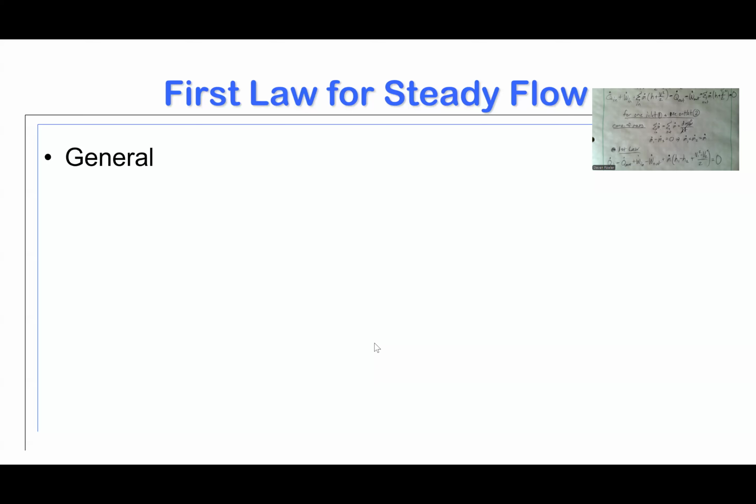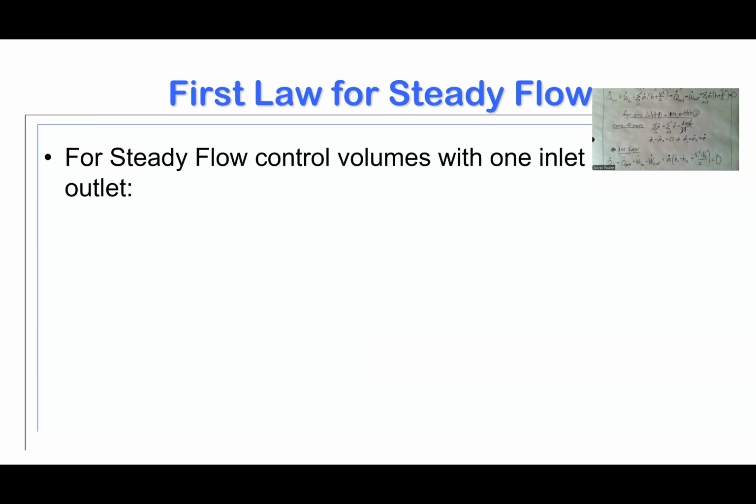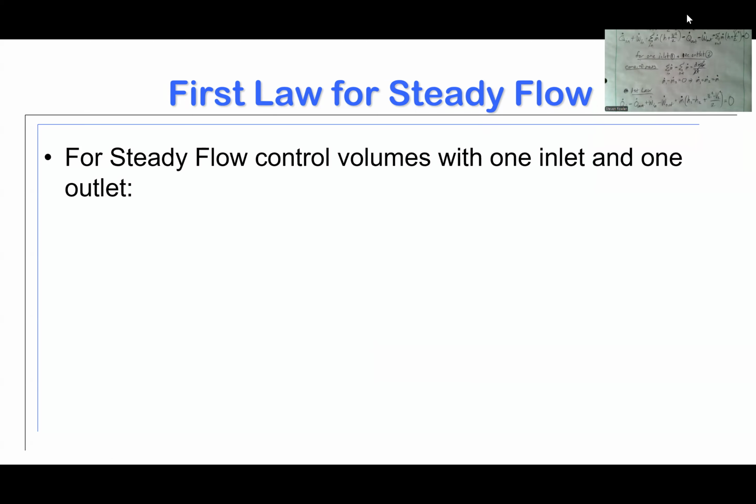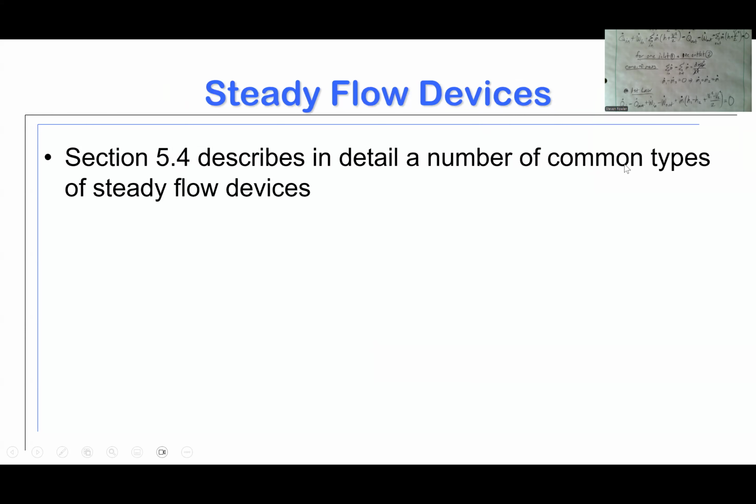So that's the kind of stuff I would be writing on these slides, right? That's for steady flow control volumes with one inlet and one outlet. That's what we just put on the document camera a second ago. Okay, so let's keep moving on, shall we?